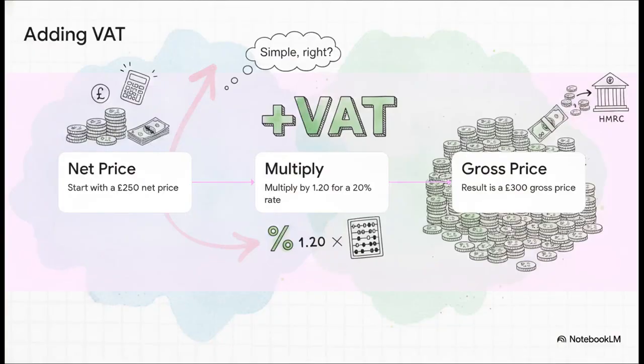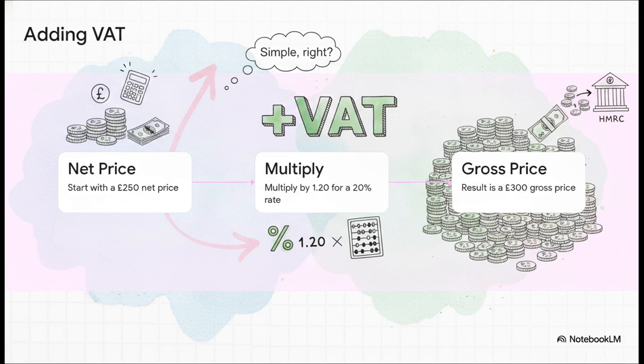Now, adding VAT, that's usually the easy part. At the standard 20% UK rate, you simply take that £250 net price and you just multiply it by 1.20, and boom, that gives you a £300 gross price. So out of that £300 total, exactly £50 is the VAT that you'll eventually pass on to the taxman.